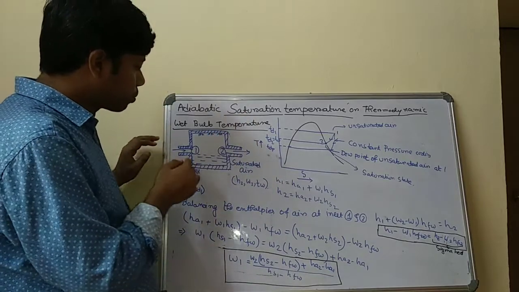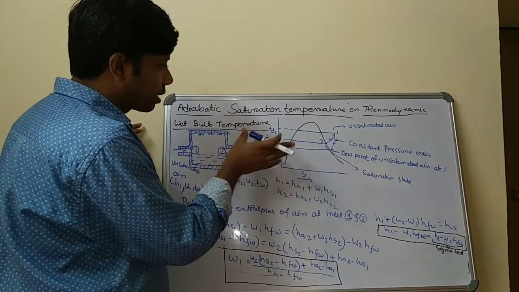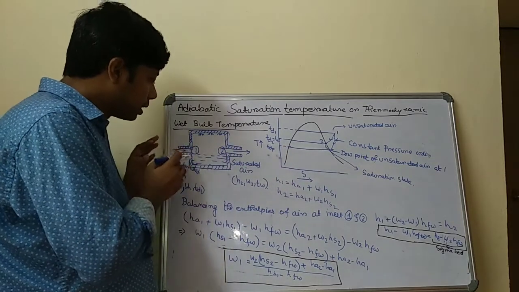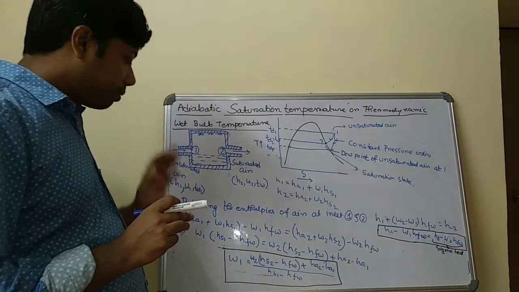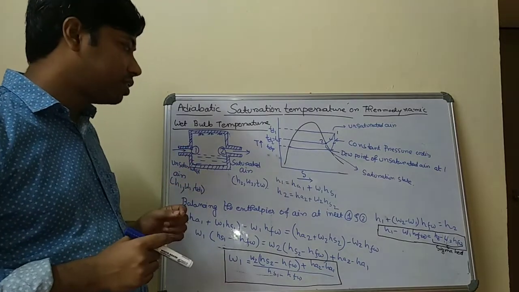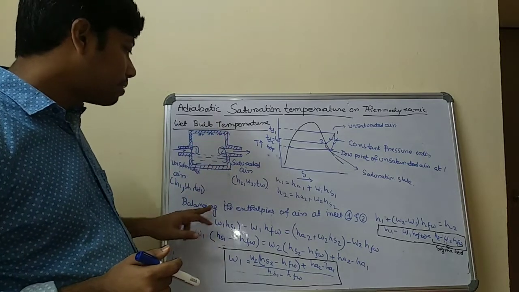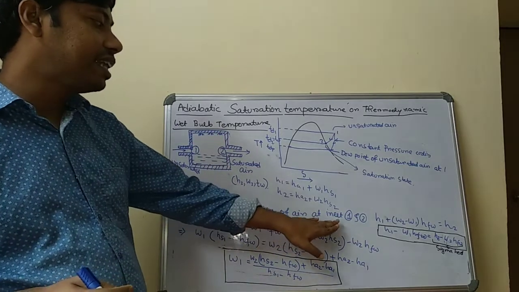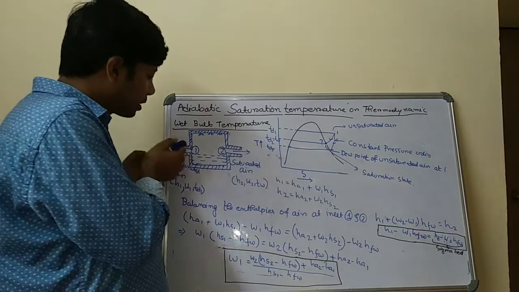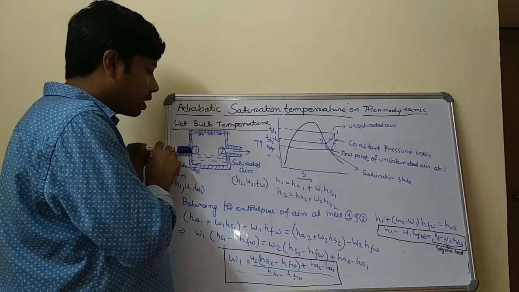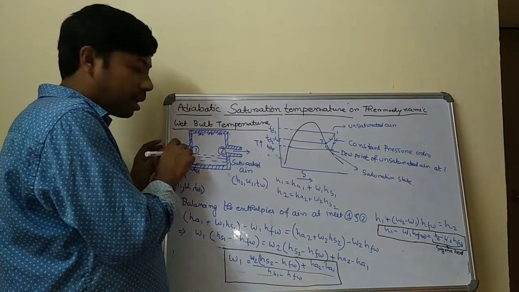In this process, these are the TS diagram in which you can see that some processes occur. If you write the balancing of the enthalpies of air which enters at section 1 and exits at section 2, balancing the enthalpies of air at inlet 1 and at exit 2, the enthalpy that air enters with is H1 plus, at that particular time the specific humidity is W1.